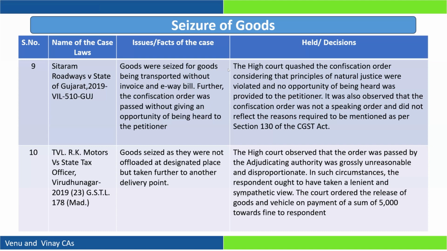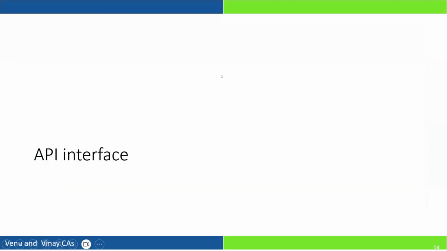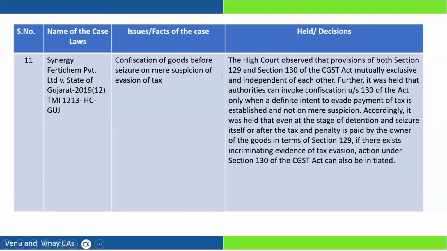One last case law before I close this, which is Synergy Fintech Private Limited, where confiscation of the goods was done before seizure and merely on suspicion that there is an evasion of tax. Looking at a person wearing a coat and suit, you cannot call him a wise man, and someone wearing a chappal, you cannot think that his knowledge is not good. Likewise, an officer cannot levy a tax thinking that this person is likely to evade the payment of tax.